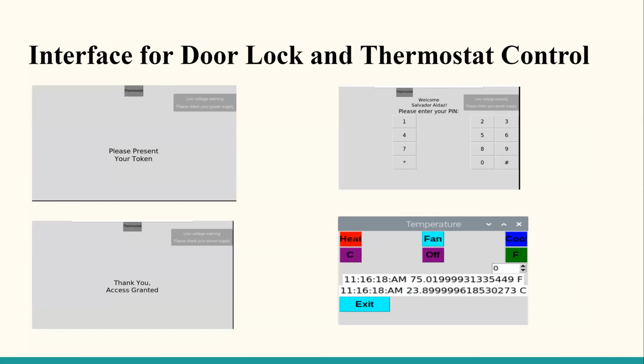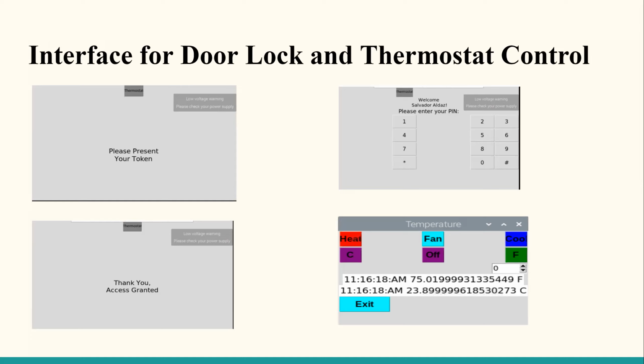Then we have the common interface. On the left top, we have the home screen, which just asks you to present the token along with a thermostat button to enter that interface. On the right, you have the pin setup for the 6-digit pin that you need to enter, and then an access granted screen that's provided if you provide both the RFID tag and the pin, and it's successful.